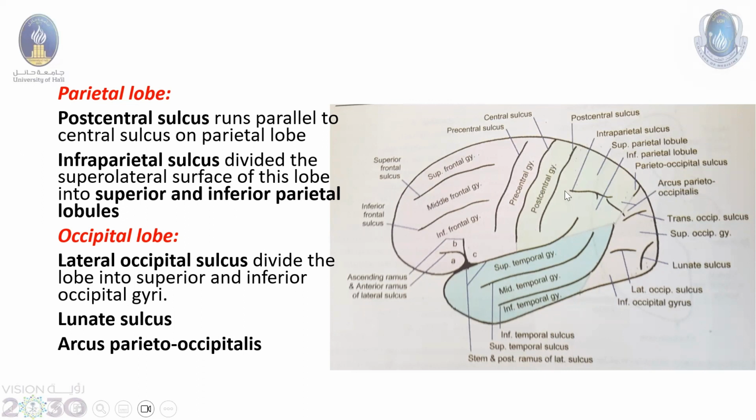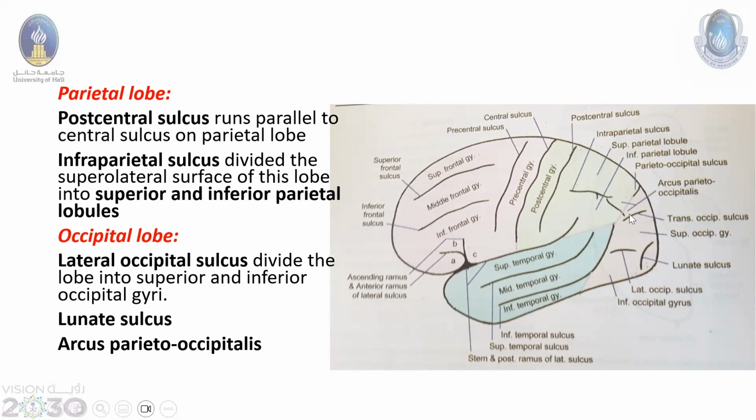And there is one important sulcus called the intraparietal sulcus, which divides the parietal lobe into superior and inferior parietal lobules, because they are not exactly like gyri here. So that's why they're called lobules, larger areas. If there are larger areas, then we call them lobules, smaller than the lobes. So, the superior parietal lobule and the inferior parietal lobule.